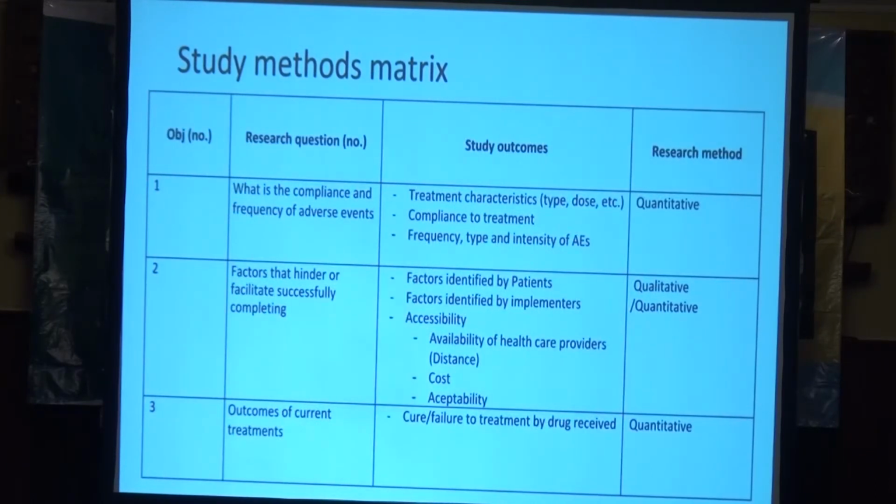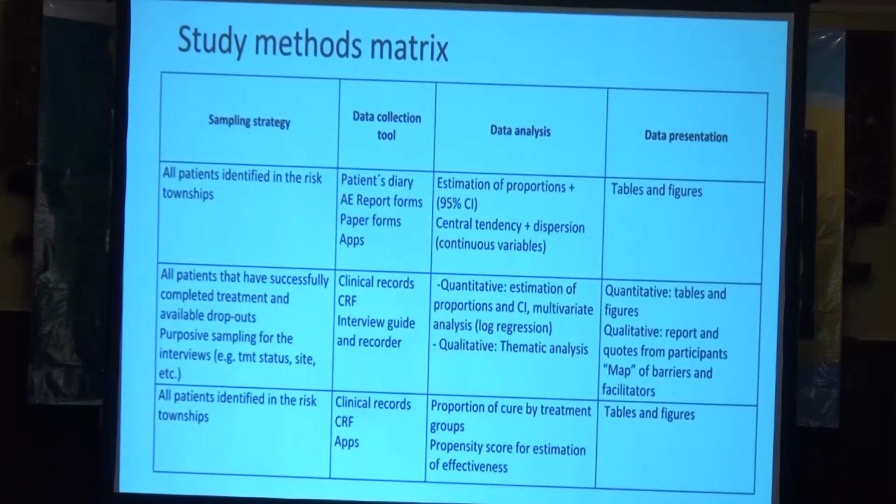And for the third objective, which is outcomes of current treatment, our study outcome will be cure or failure of treatment. It's quantitative. We will use quantitative methods, again in all patients identified at risk, using the same data collection: clinical records, apps, CRF. And for data analysis, we will use statistical analysis and tables and figures as presentation.